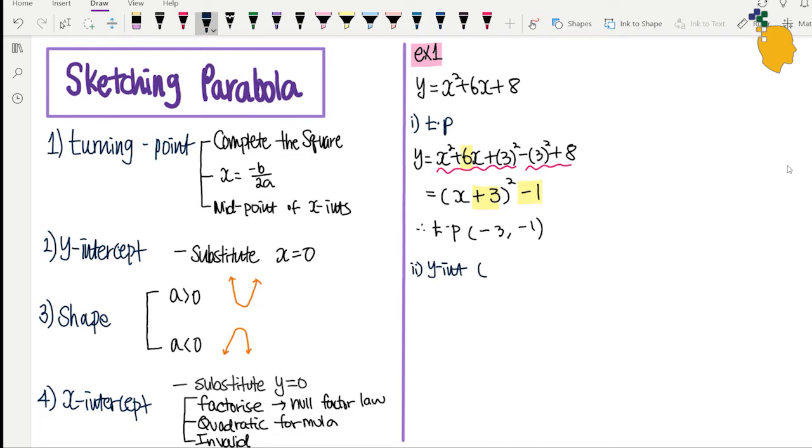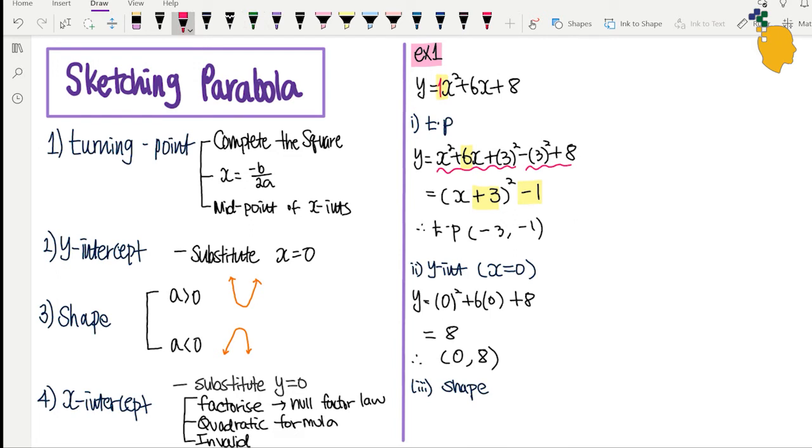Let's find the y-intercept. Substitute x equals 0 into your equation. So it'll be y equals 0 squared plus 6 times 0 plus 8, which is 8. So it'll become (0, 8). What's going to be your shape? Look at your a value, which is the number in front of x squared. We got number 1, which is positive, so it's going to have a smiley face.